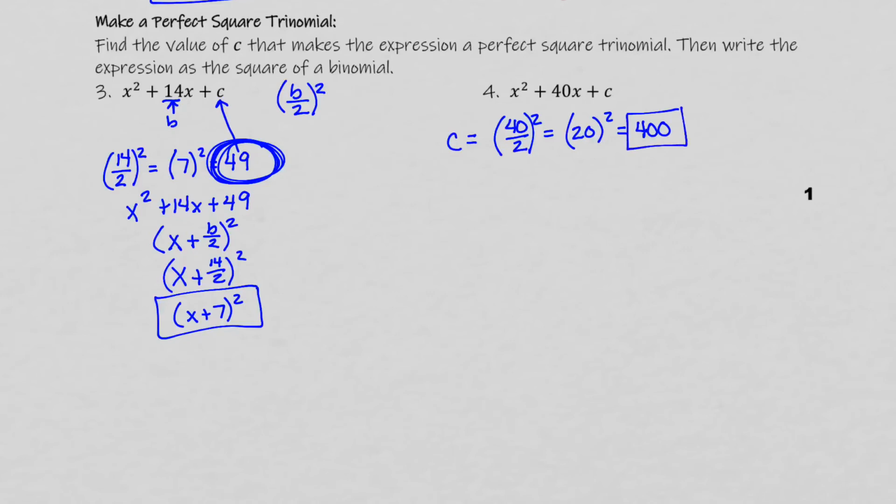So there's c. And then remember I said the binomial being squared is the same thing as saying b over 2 squared. Okay, so we have x plus, well, we did that b over 2 right here, and we got 20, so I know it's 20 squared. And there's that binomial squared.